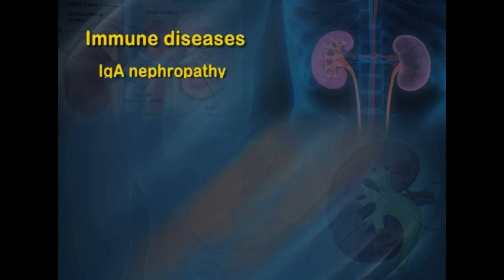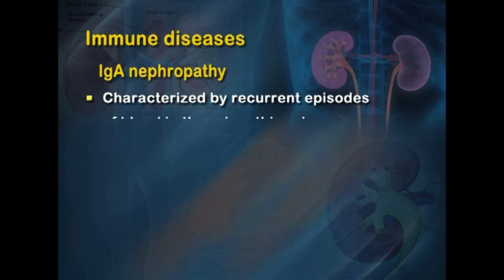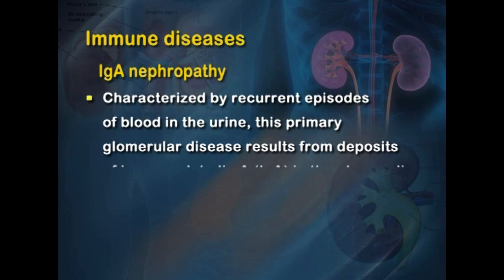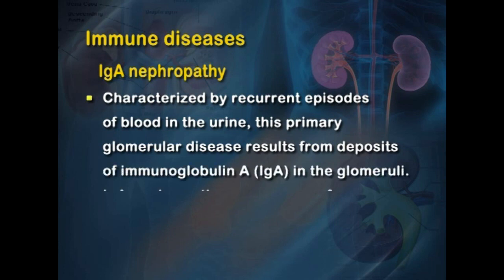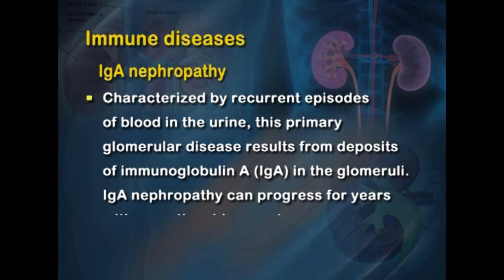The third category in the immune diseases is IgA nephropathy. It is characterized by episodes of blood in the urine. This primary glomerular disease results from the deposition of immunoglobulin A, IgA, in the glomeruli. IgA nephropathy can progress for years without any noticeable symptoms.